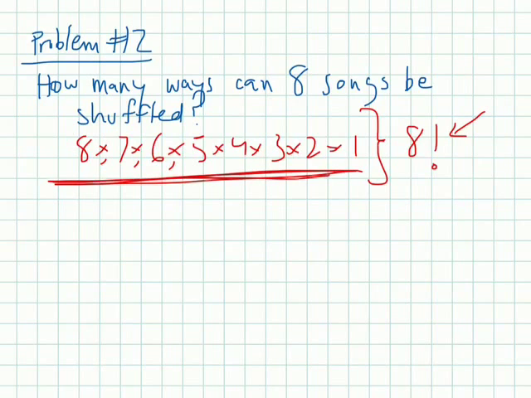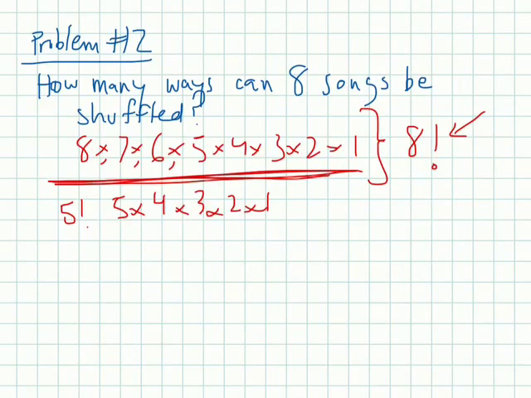It means 8 times 7 times 6 times 5 all the way down. So if I had 5 factorial, that means 5 times every number 1 less than itself until we get to 0. So 5 times 4 times 3 times 2 times 1. Or I guess until we get to 1 is more accurate there.